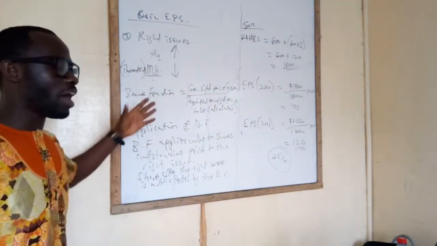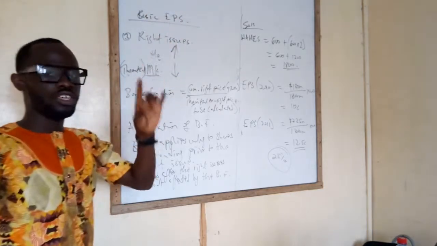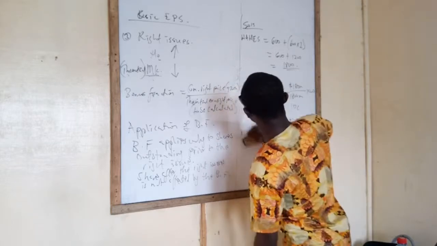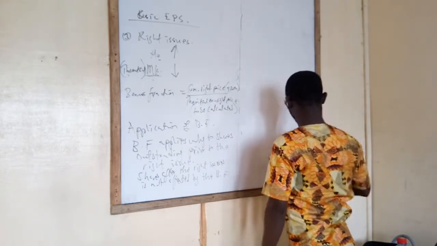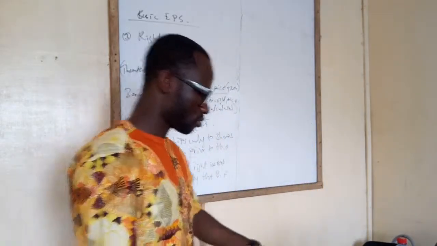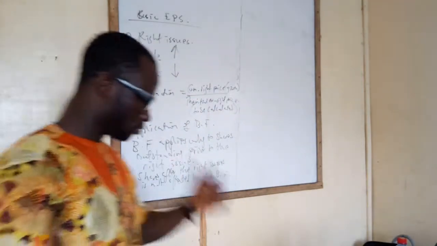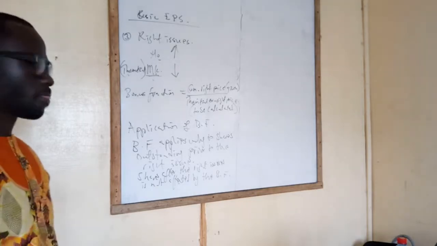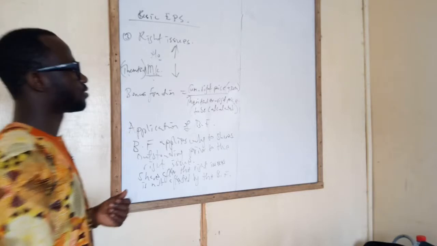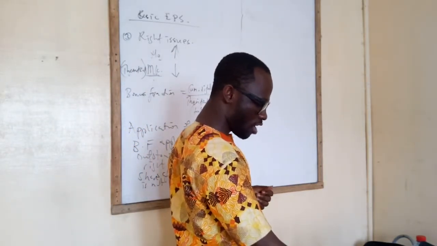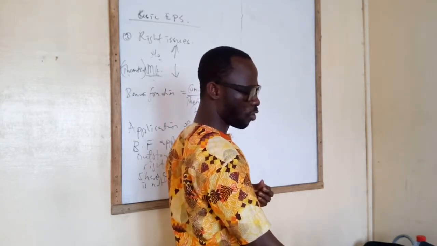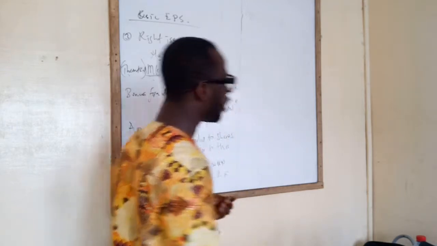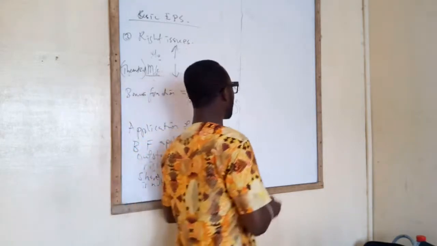So let's look at an illustration on how we can actually solve a question of earnings per share using the rights issue concept, taking into consideration everything that I have said here. We are told that the company has outstanding shares of 500,000 shares, and they made a rights issue of one new share for 5 outstanding shares. We are told that the exercise price is $5 per share, and then the market value per share before the rights issue was what? $11.